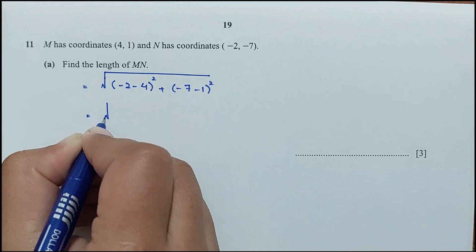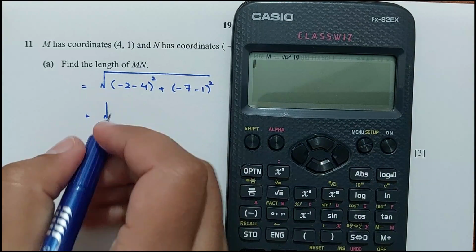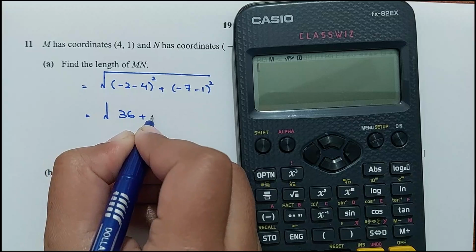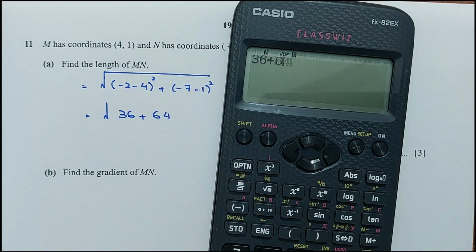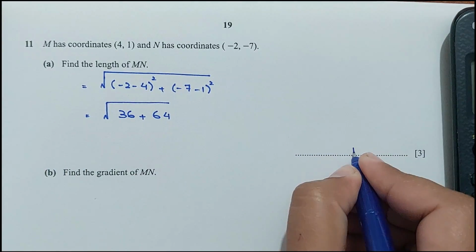Square root, this should be minus 6, 6 squared is 36, and 7 plus 1 is 8, 8 squared is 64. 36 plus 64 is 100, and the square root of 100 is 10. This should be equal to 10.